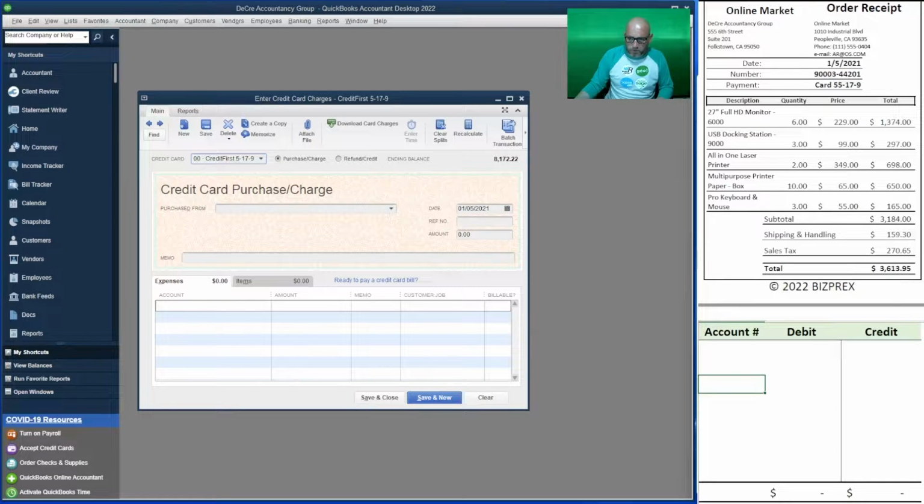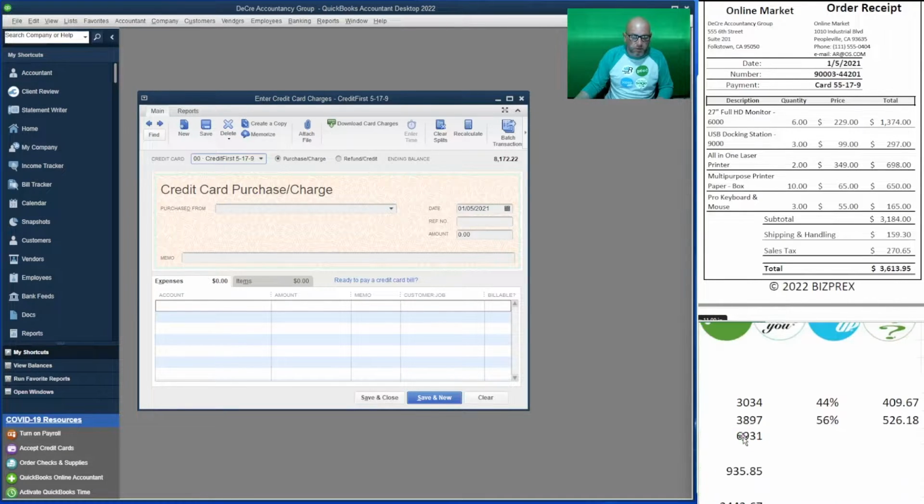And then we're going to allocate the shipping and handling and sales tax. So let's go ahead and allocate it, right? So we can do our portion there. We have for our computers, it's 1,374 plus 297 plus 698.